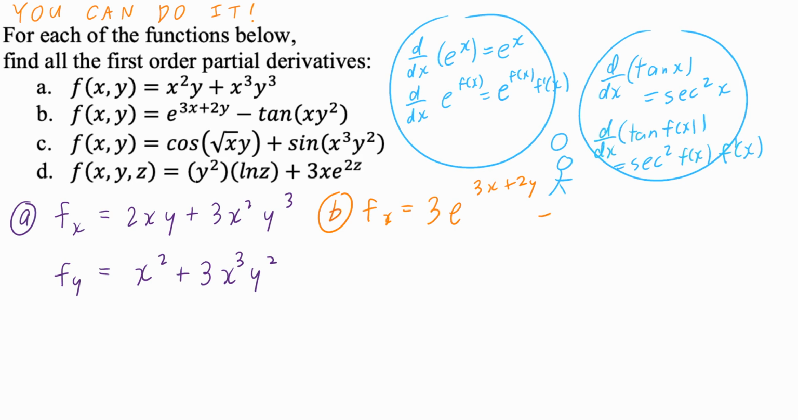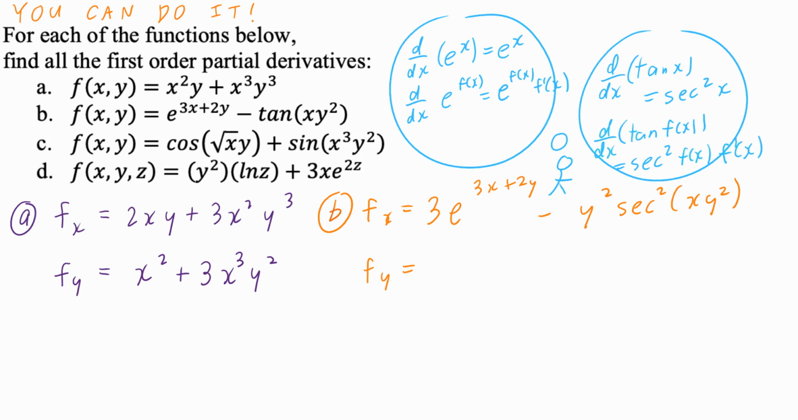And again, if you differentiate that, it's going to be 3, which I'm going to put at the front, minus, when I take the derivative of tan of x times y squared, again, it's going to be secant squared of x y squared times the derivative of x y squared with respect to x. And again, when you differentiate x, that's going to be 1. And 1 times y squared is going to be y squared, which I'm going to put right there.